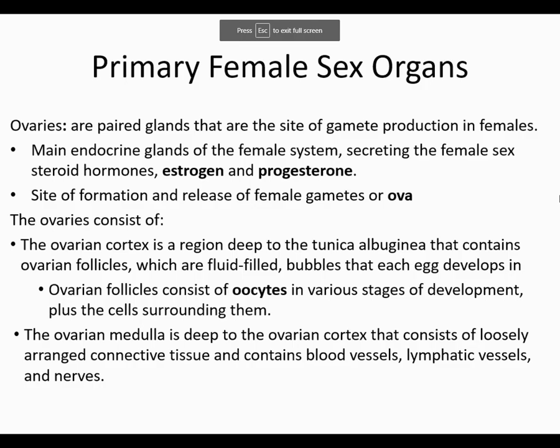There is the outer region of the ovaries known as the ovarian cortex, and then the inner ovarian medulla. Of those two regions, we're really not going to talk about the medulla, but we will talk a lot about the cortex, which is where you find the developing eggs. Those ova that are being produced are going to be going through their stages of development through the ovarian cortex.